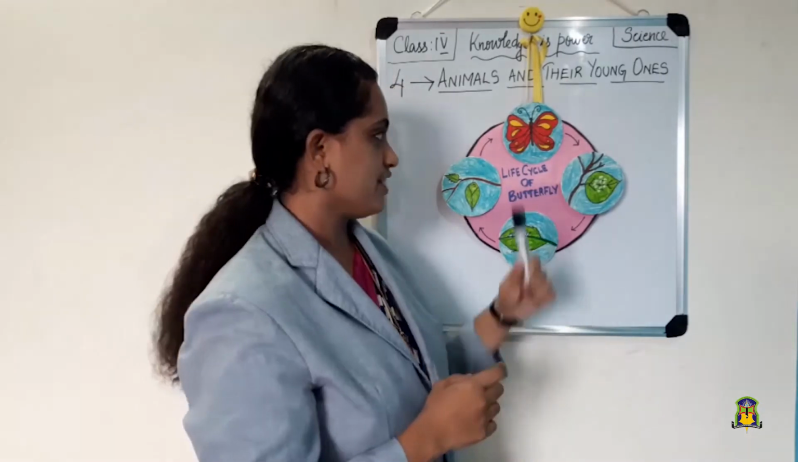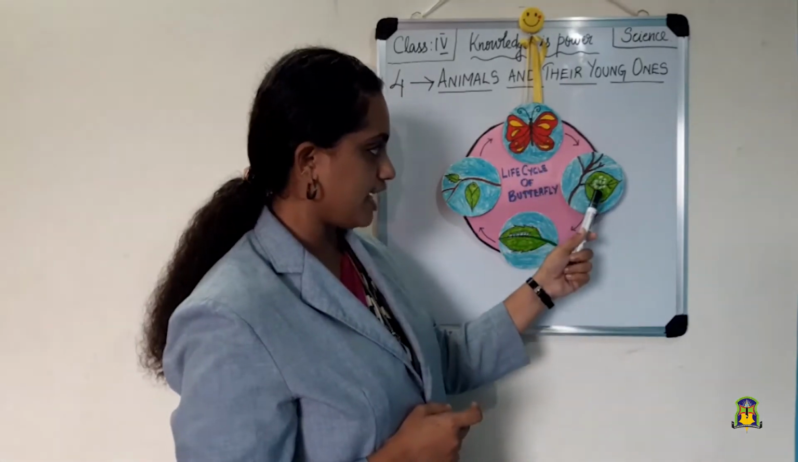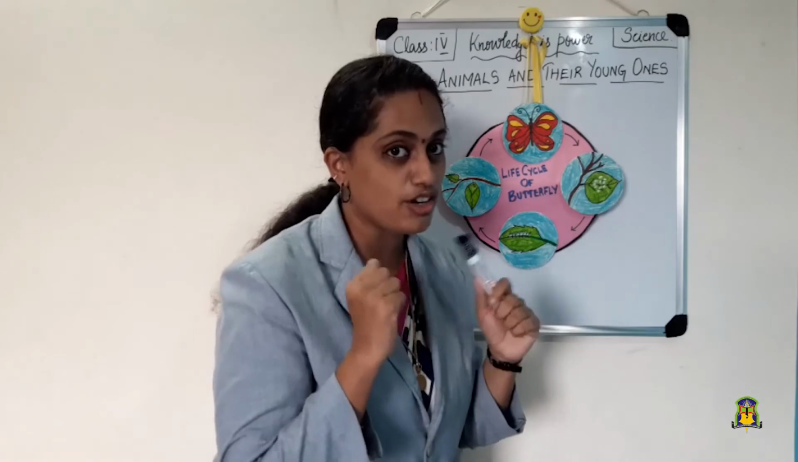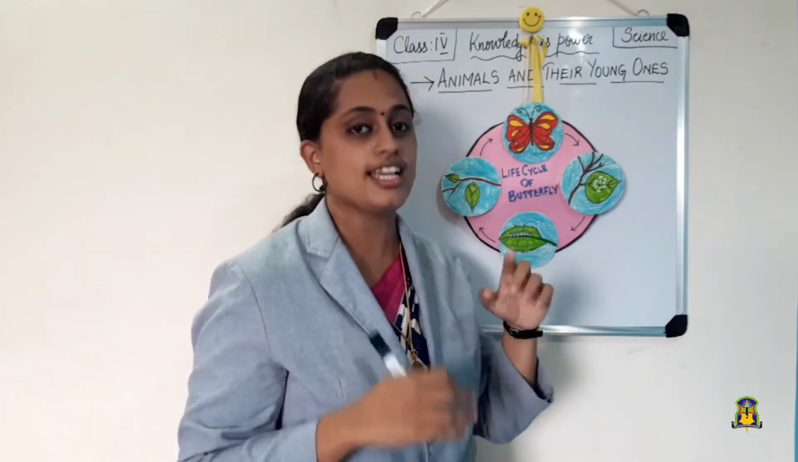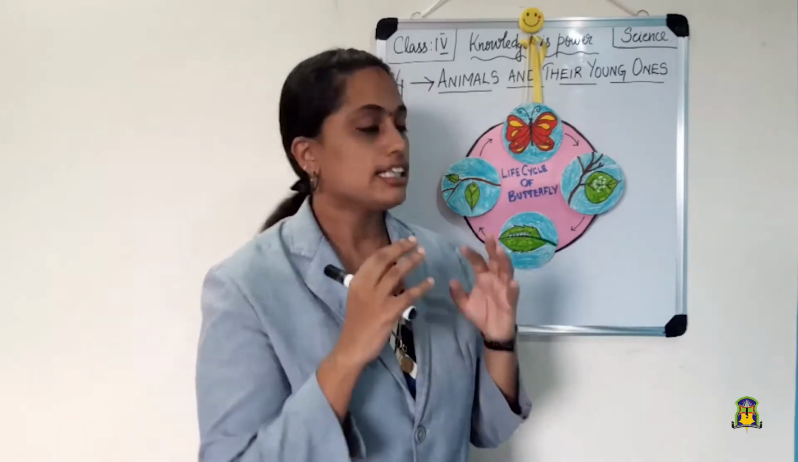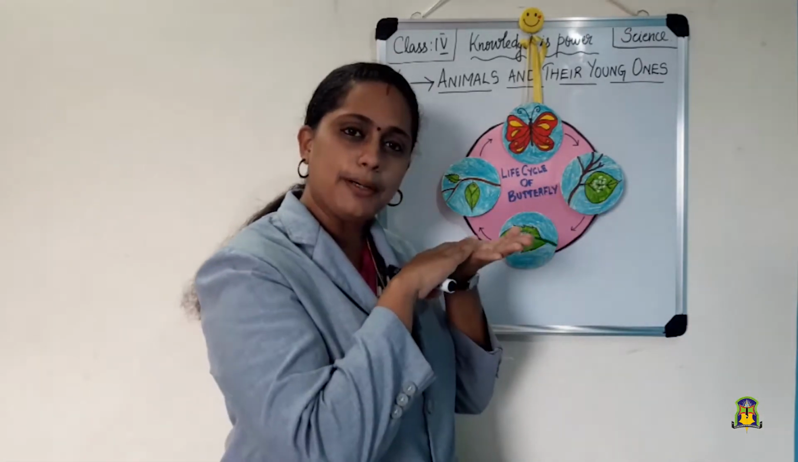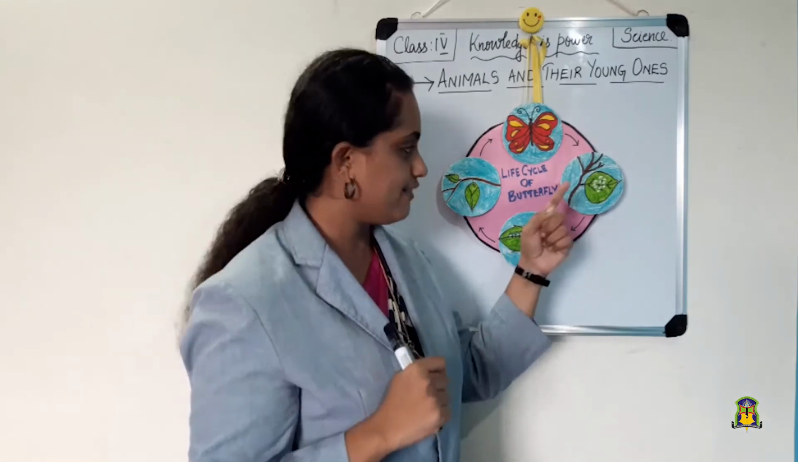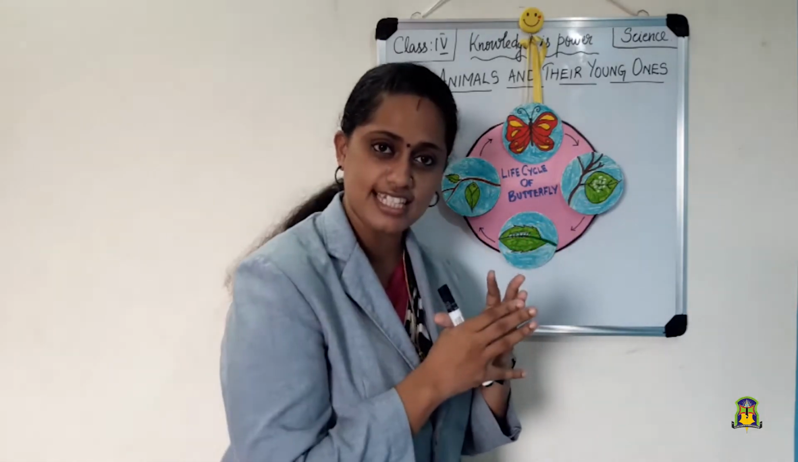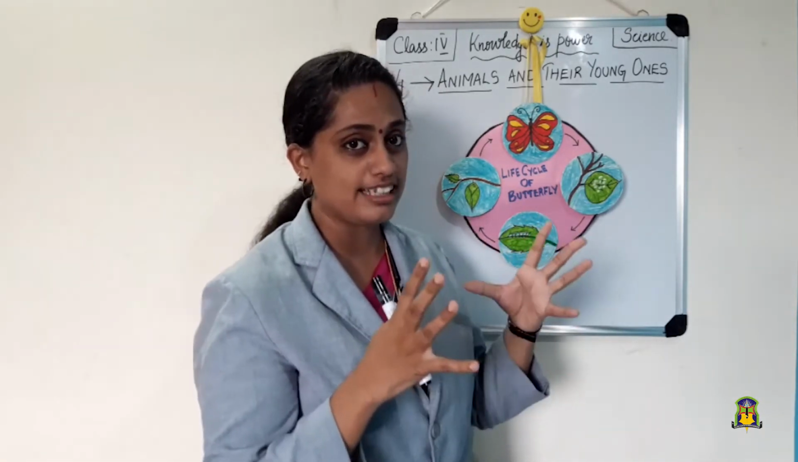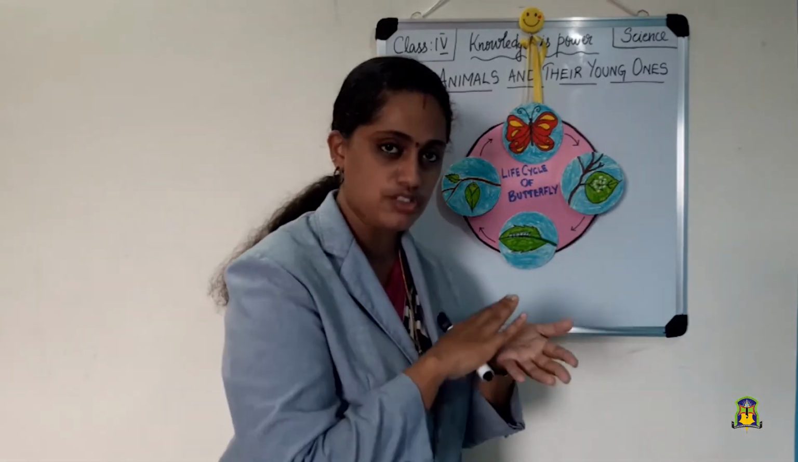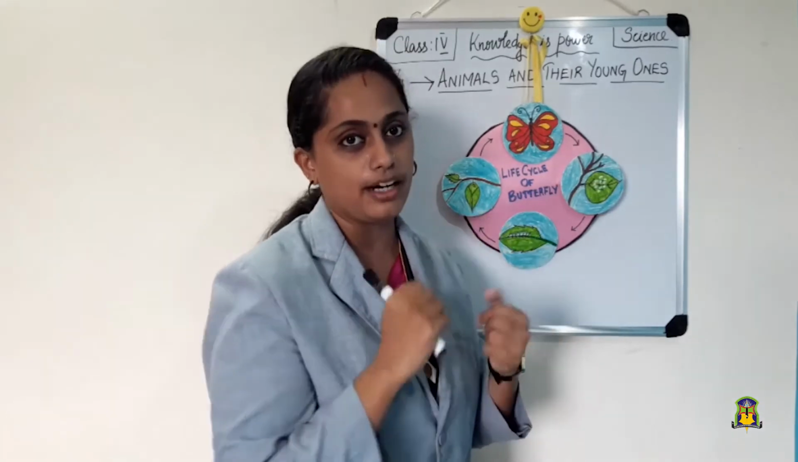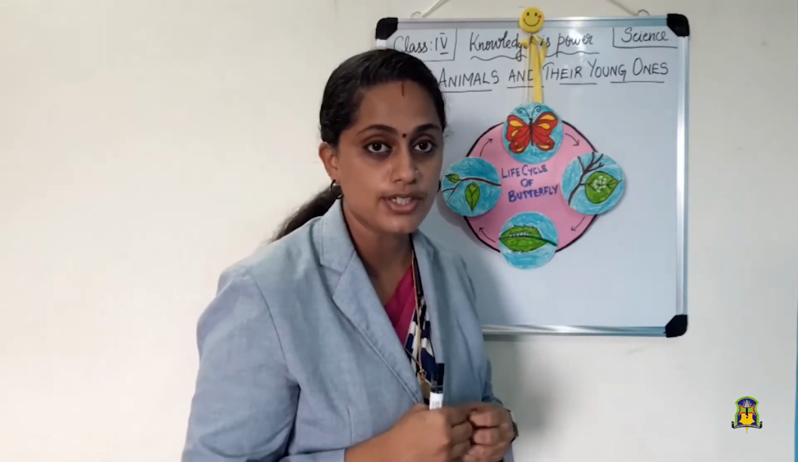Let us see. The adult butterfly will lay a cluster of eggs. Do you remember when we studied about frogs? A group of eggs. They will be laid on the upper part of a leaf. So the adult butterfly will be laying a cluster of eggs on the upper part of a leaf. Now what happens, you know?